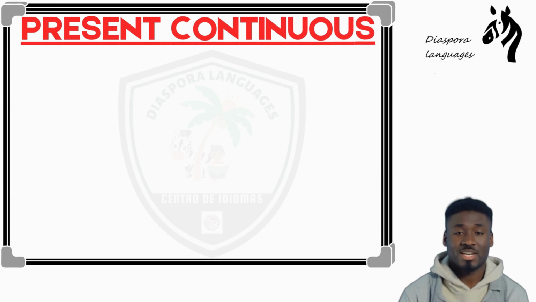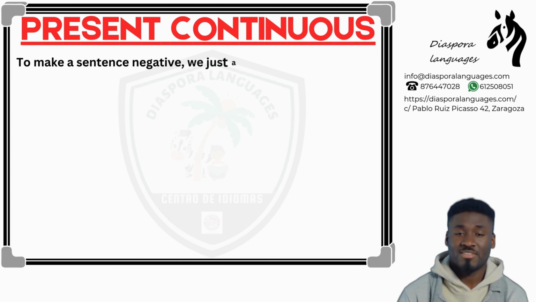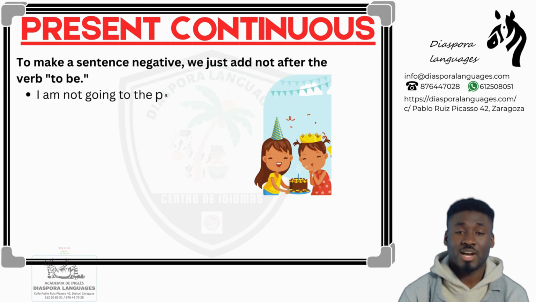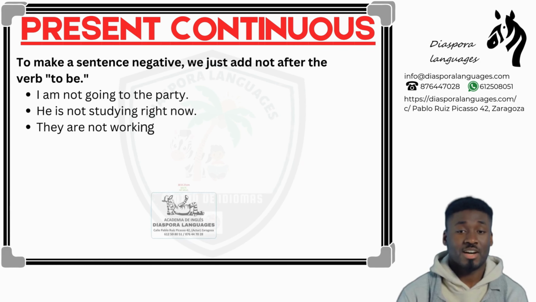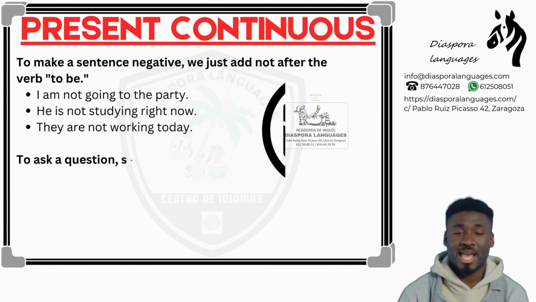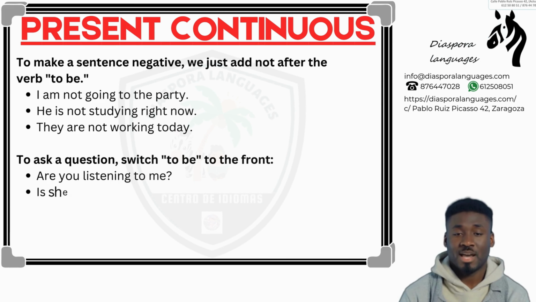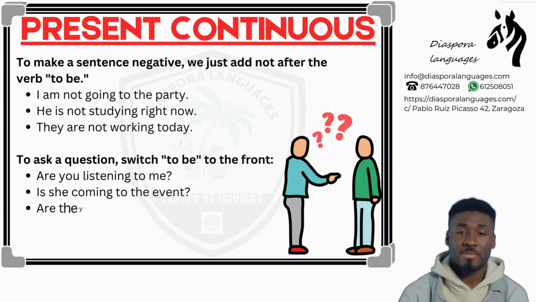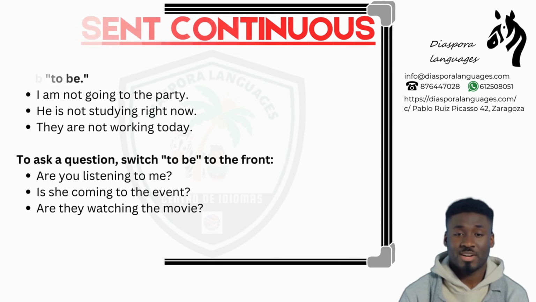Now, let's take a look at how to make negatives and questions. To make a sentence negative, we just add not after the verb to be. For example, I am not going to the party. He is not studying right now. They are not working today. And to ask a question, switch to be to the front. Are you listening to me? Is she coming to the event? Are they watching the movie? It's that simple.